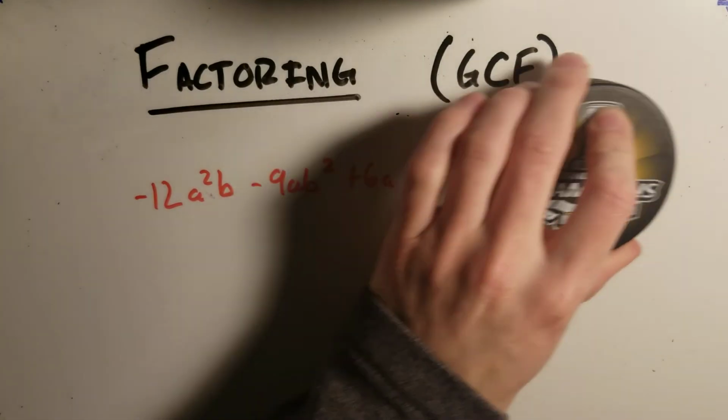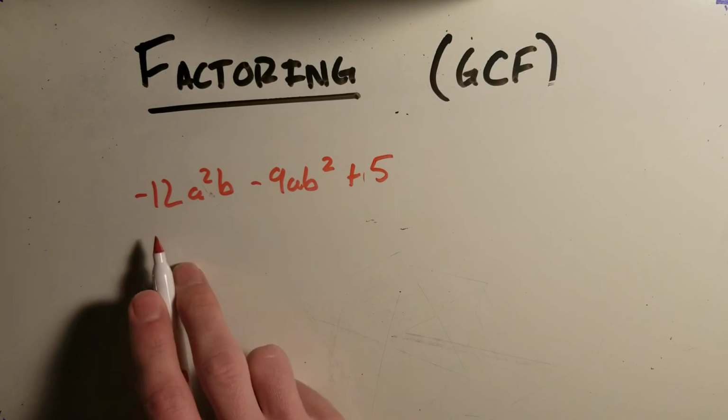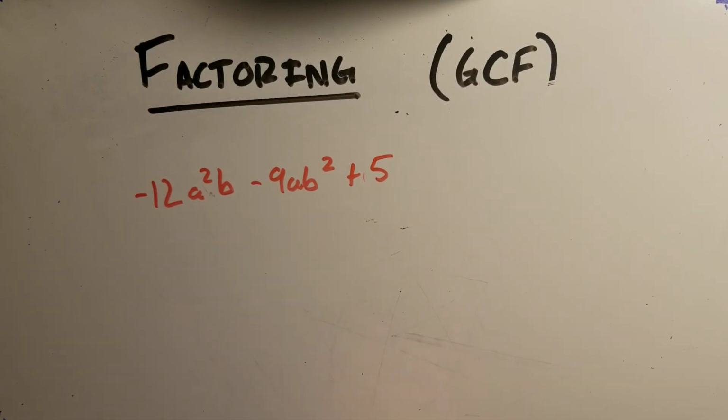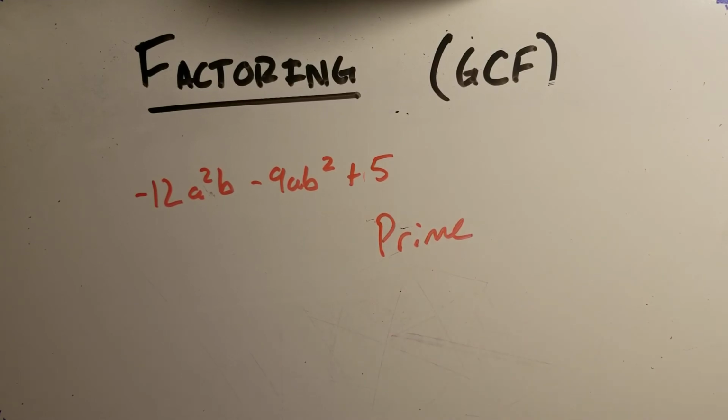And if there was no greatest common factor, if it looked like this, and we can't factor anything out, and it's not factorable, then we would just call it prime. It would be a prime polynomial then.